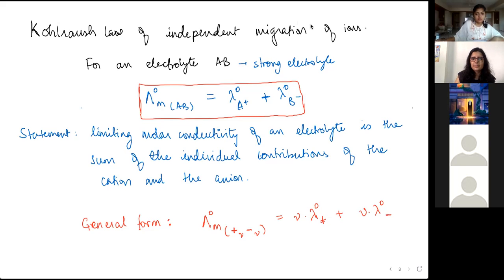So for example, to figure out the molar conductivity of CaCl2, this will be equal to, there is one ion of calcium, so it's lambda naught of Ca2+, and there are two ions of chloride, so it's 2 into lambda naught of Cl minus. This is how you'll apply it.